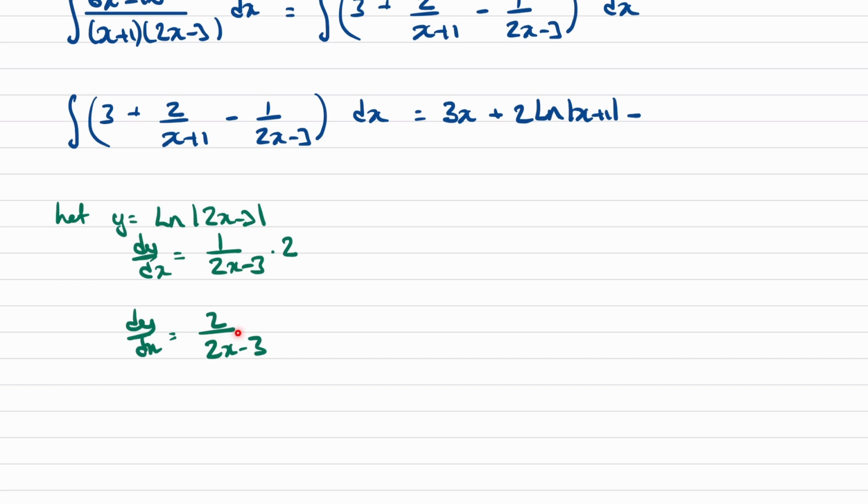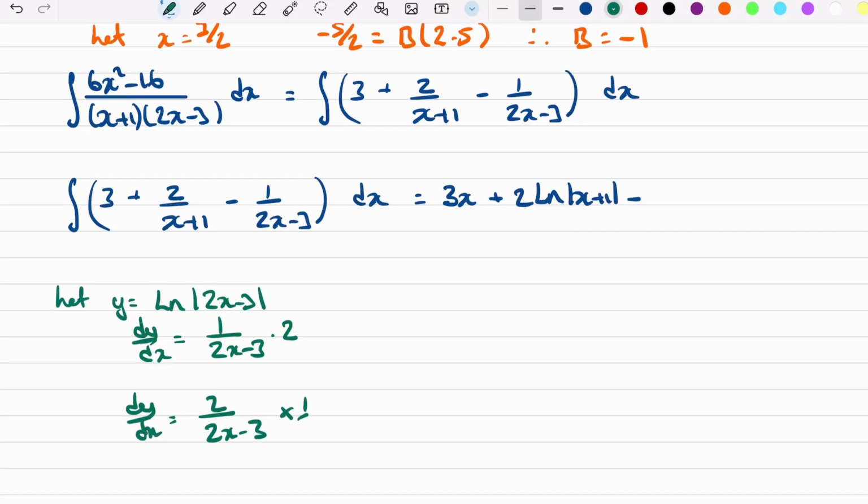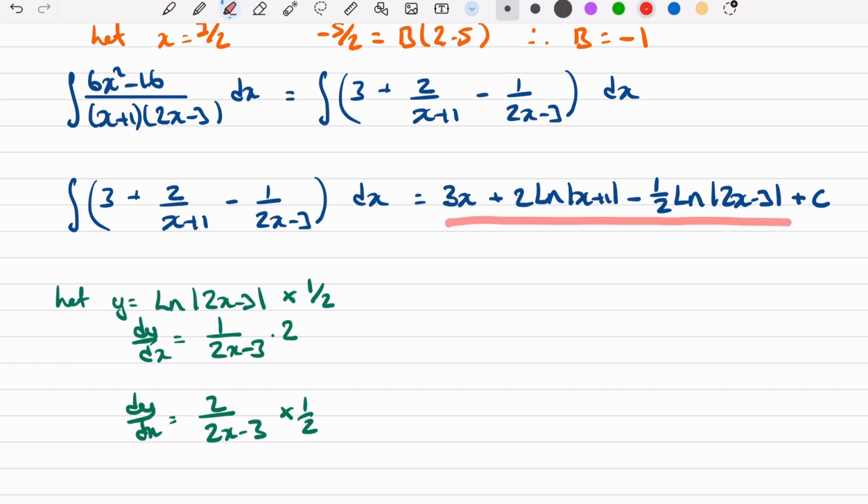Now we need to scale this so it matches our integral. So we need to multiply it by a half, because then this 2 will become the 1 we have here. So we multiply the original y by 1/2. So our integral becomes minus 1/2 times the natural log of 2x minus 3, plus that constant of integration. So this is our final solution here.